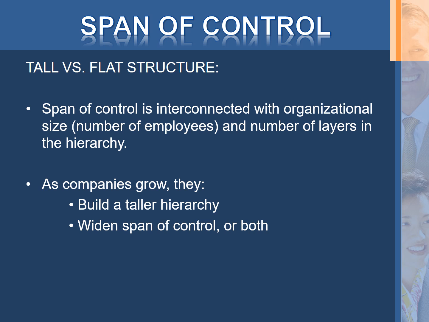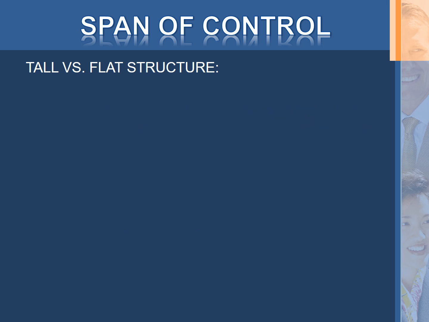Span of control is interconnected with organizational size, or the number of employees, and the number of layers in the hierarchy. As companies grow, they build a taller hierarchy. They widen their span of control, or they do.